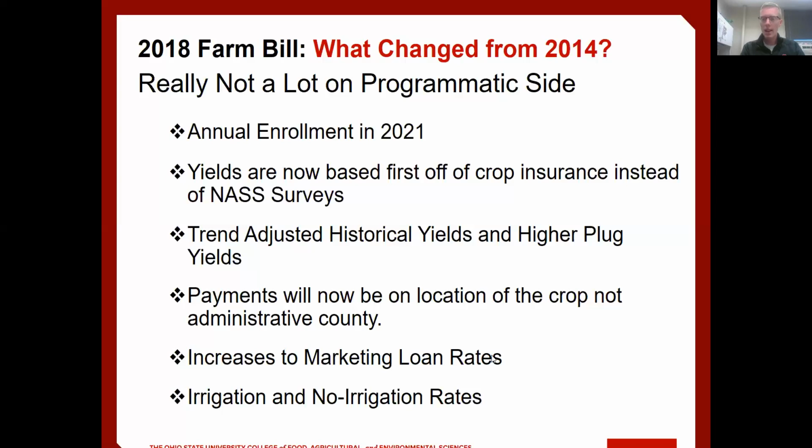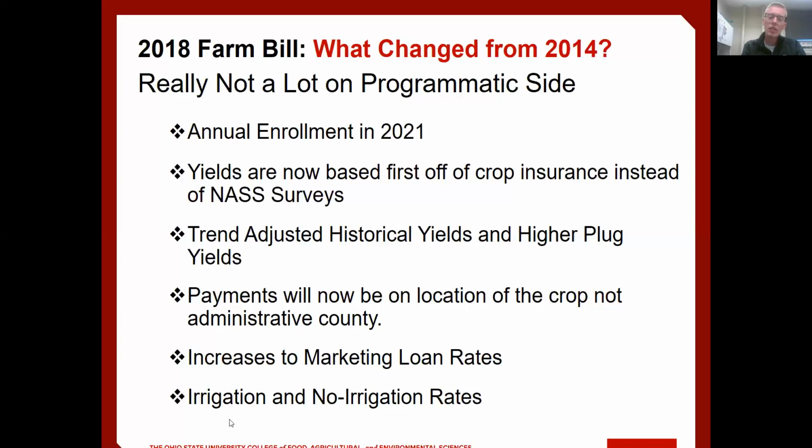We see increases to the marketing loan rates. This will help free up some cash in the early season in case producers need some more cash on hand to pay some early season discounting or take advantage of some grain marketing. Those marketing loan rates also get figured into the Price Loss Coverage as they serve as the cap of how big the Price Loss Coverage program can pay out payments.